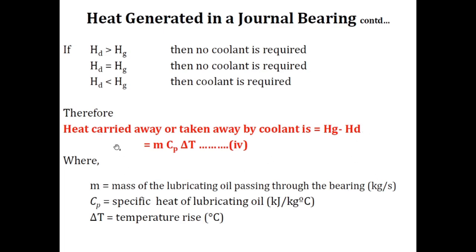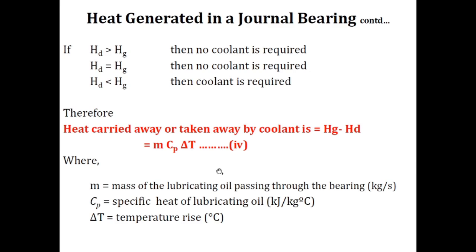So we can say the heat carried away or taken away by the coolant is Hg minus Hd, which is given by m Cp del T, where m is the mass of the lubricating oil passing through the bearing in kilograms per second, Cp is the specific heat of lubricating oil in kilojoules per kg degree Celsius, and delta T is the temperature rise in degree Celsius.